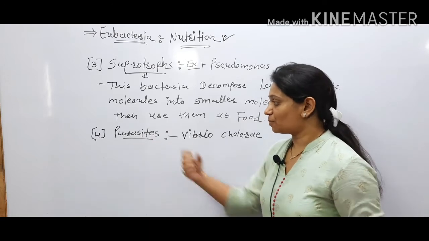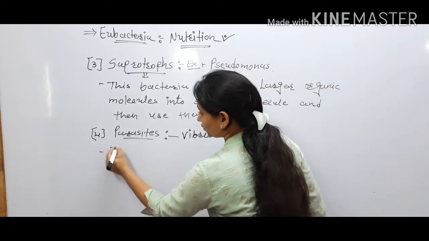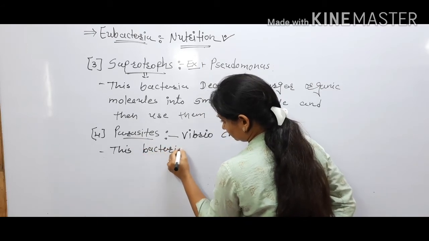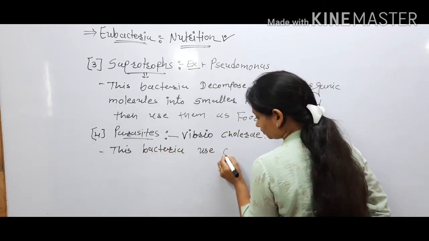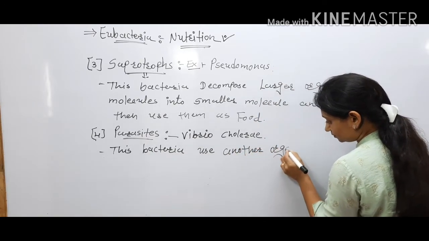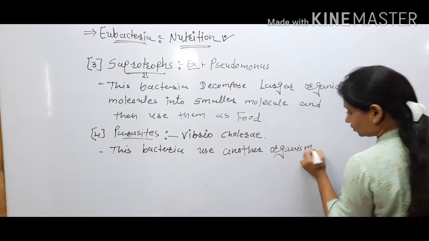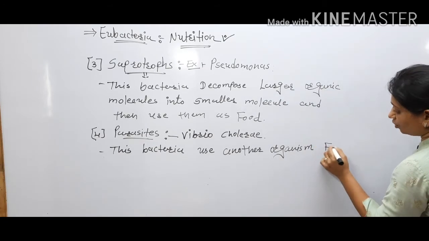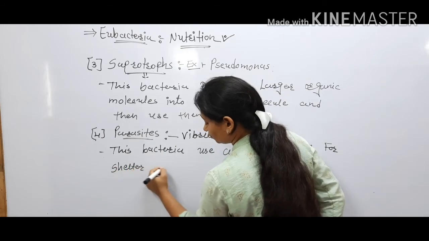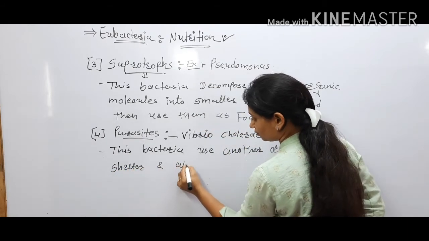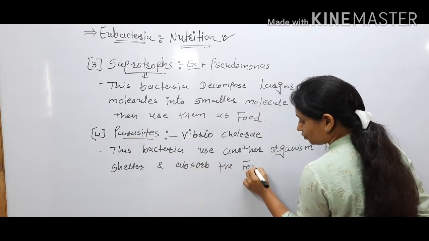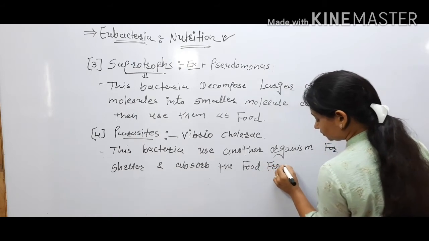So for parasites we will write, beta: these bacteria use another organism for shelter and absorb food from them.